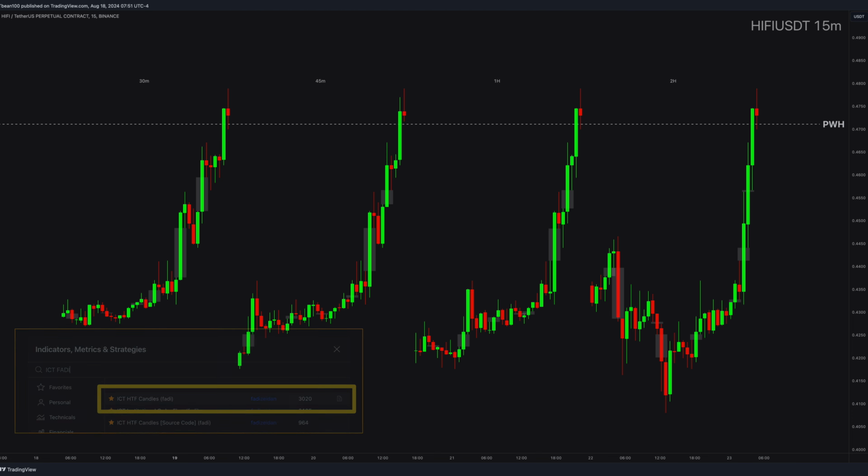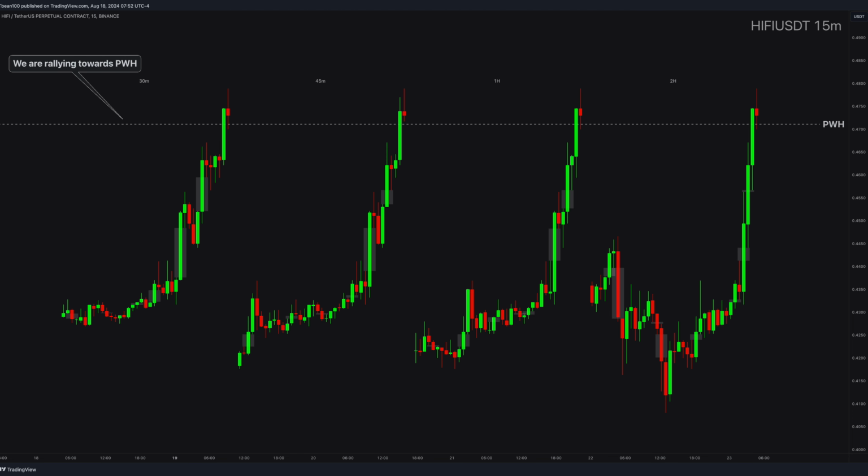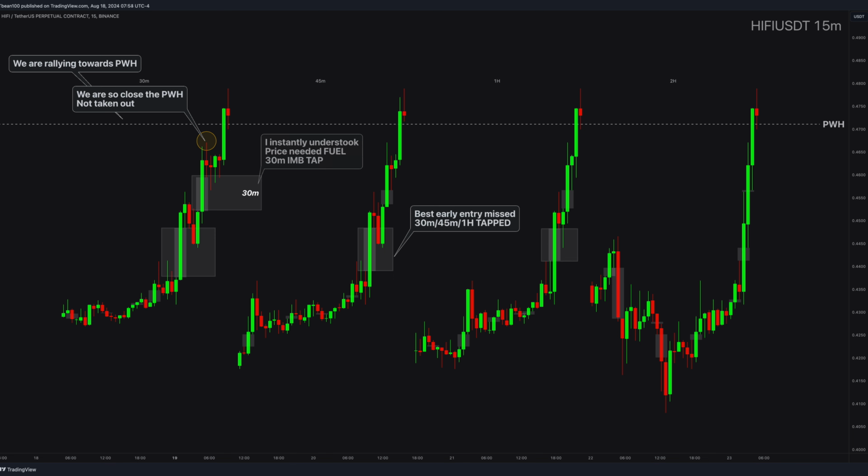So I knew that price was rallying upwards to take out previous weekly high. And our indicator shows that the early rally started right here. It happened while I was sleeping. However, the price came very close to taking out this previous weekly high, but not taking out. I ask myself why. I showed this example in the masterclass many times. Price needs fuel. Our indicator shows that this 30-minute imbalance was our closest gas station to grab some fuel.